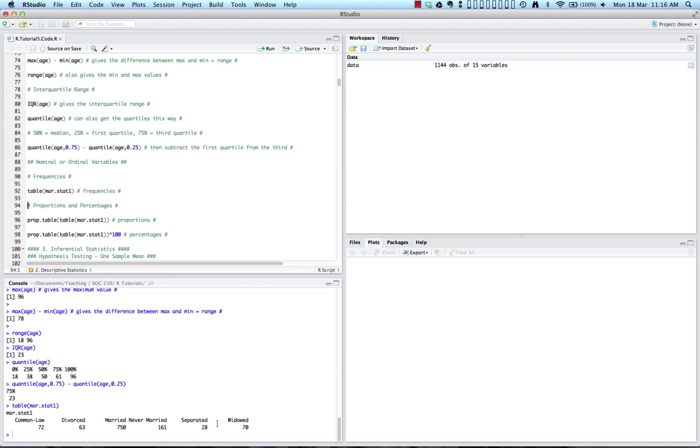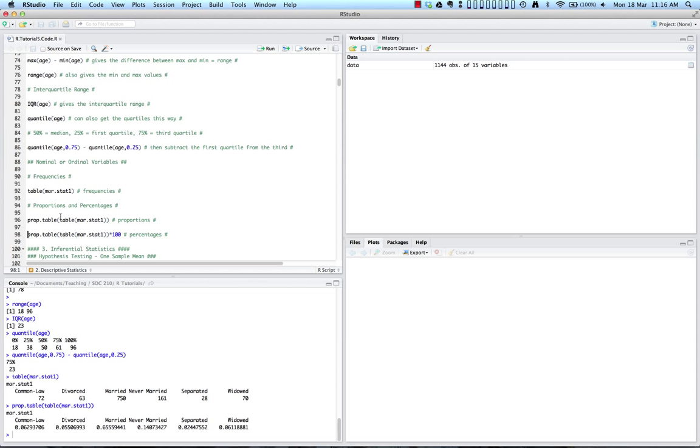So that way we can get basic frequencies, but we may also want to see proportions and percentages. We can do that by adding on the function prop.table to our table. So if we do that for marital status, now instead of just the frequencies, we get the proportion of cases in each of these categories. So we can look across common law through widowed to see where many people lie in this particular variable. And we can also translate them into percentages by multiplying them by 100.